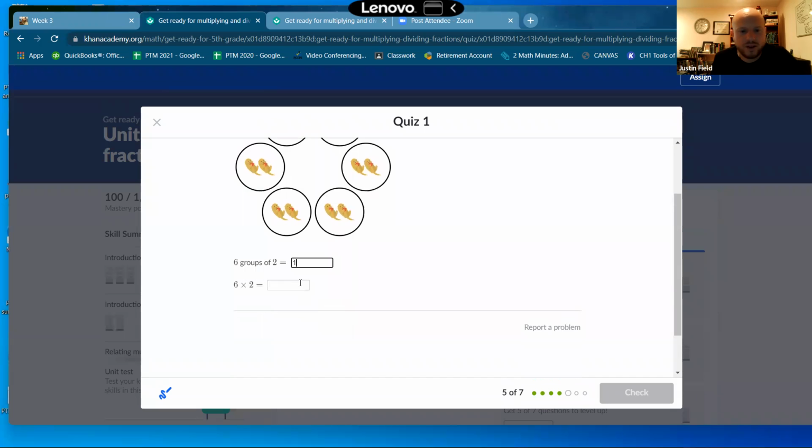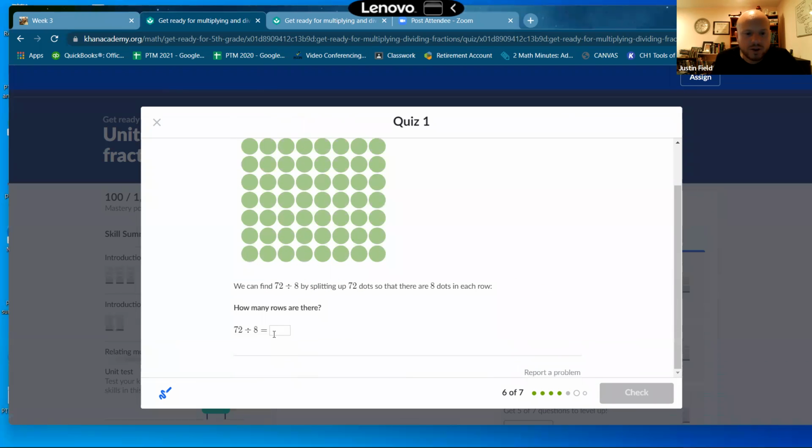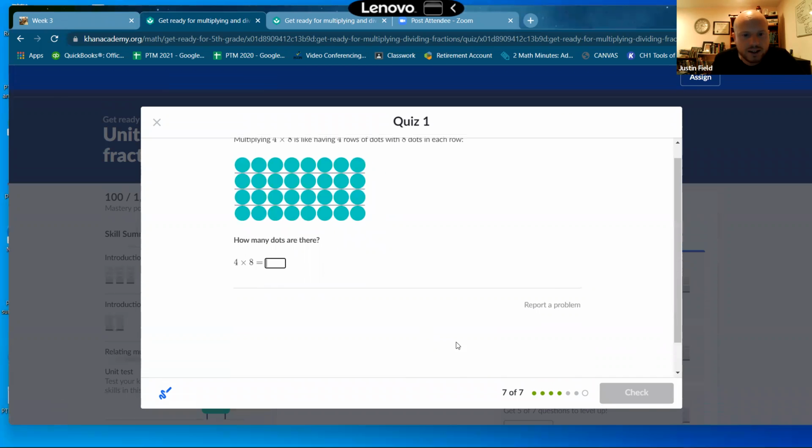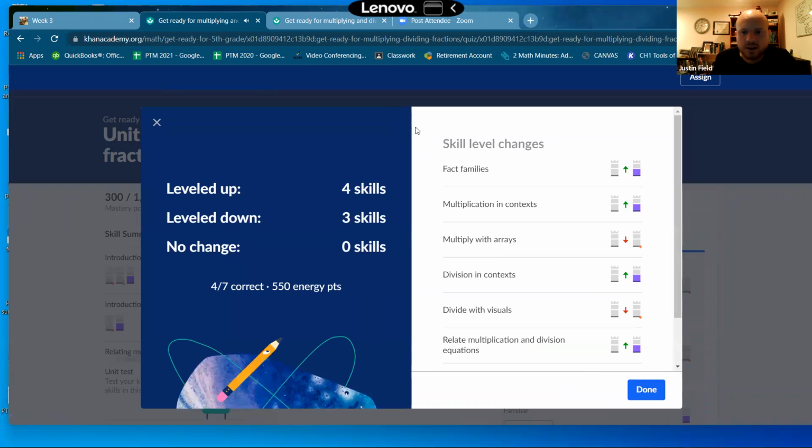Use the following image to find the total number of otters. Okay, so after all that we've talked about, you can try that one. Arrays, we talked about arrays, how many rows, you could do that one. You don't need me for that. The dots, yeah, okay. You can do that. Well, that was fun.